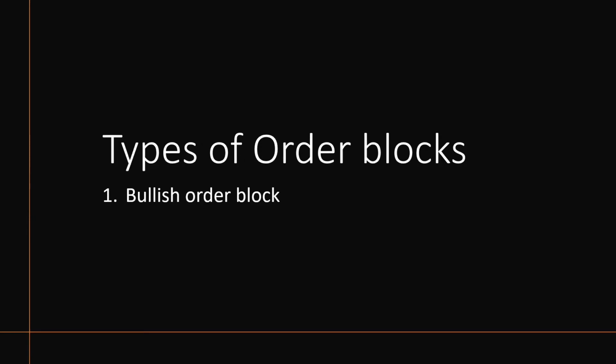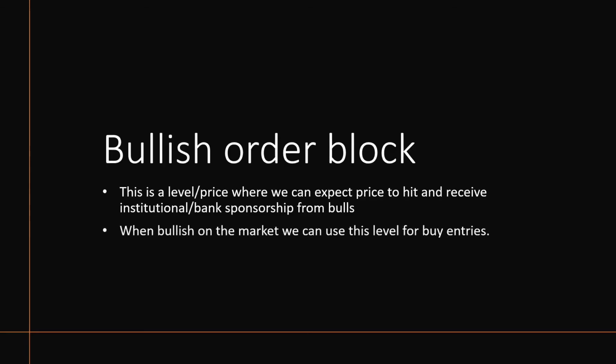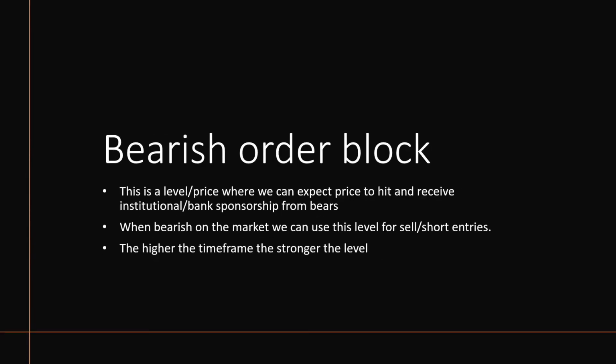So let's talk about the types of order blocks. One is a bullish order block, and the second is a bearish order block. So bullish order block, this is a level / price where we can expect price to hit and receive institutional / bank sponsorship from the bulls. When bullish on the market, we can use this level for buy entries. The higher the time frame, the stronger the level.